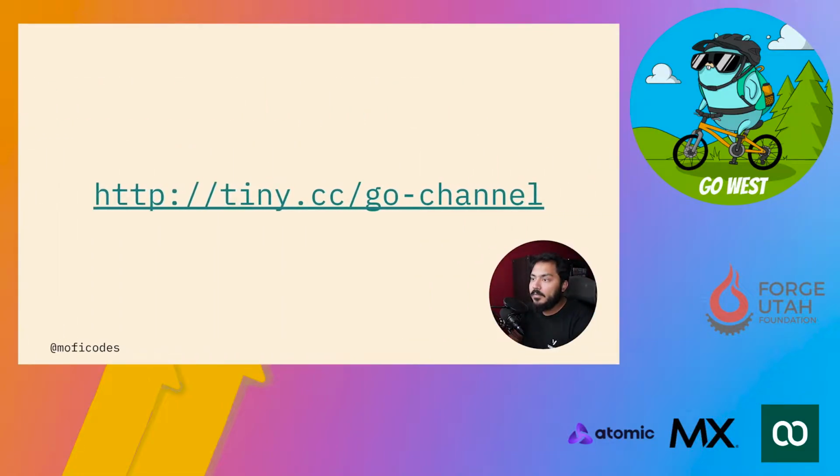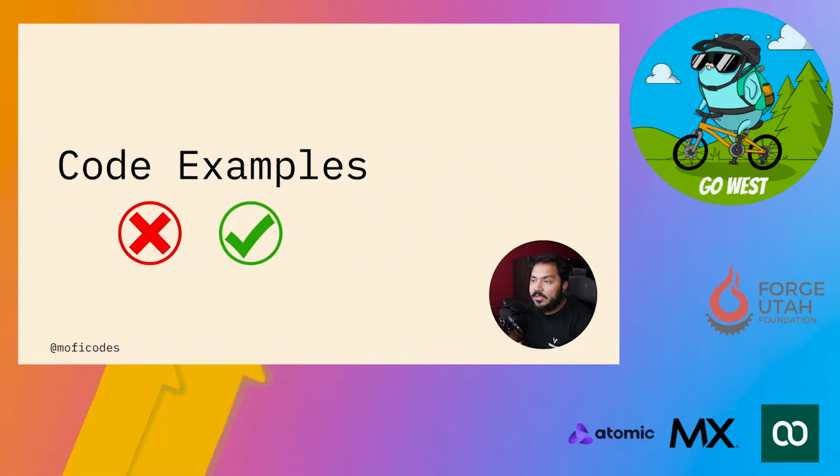So let's get started. If you want to get access to the slides in this talk, you can go to tiny.cc/go-channel. That will be the link to this slide that we're looking at right now. And there are some code examples in these slides. You're going to see some icons of a cross and a check mark. They don't mean the code is correct or incorrect. They just mean if you were to copy this code into your IDE and try to run it, the one with the check mark would be able to compile and run, and the one with the X next to it won't be able to compile and run.